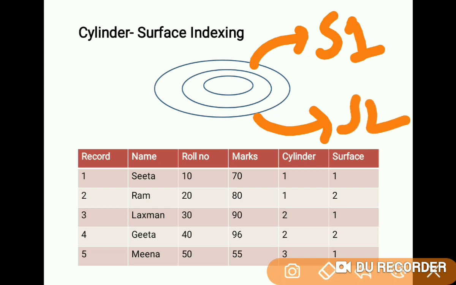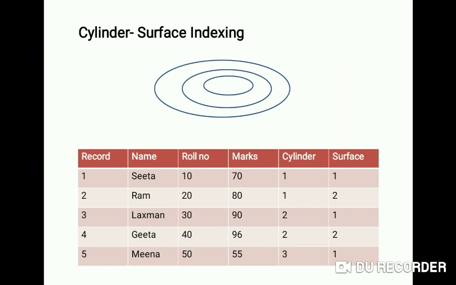Okay. So now how this indexing works is, we have to check only the highest marks values and that will be retrieved. So now observe on the first cylinder which marks are highest. First cylinder is having Sita and Ram. Okay, Sita is having 70 marks, Ram is having 80 marks. So on cylinder 1, 80 marks are highest, right?